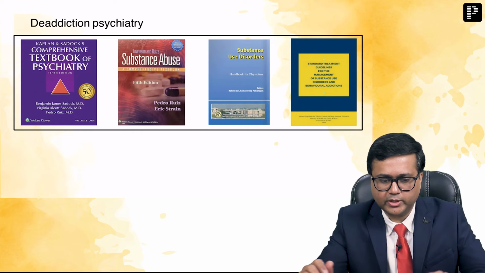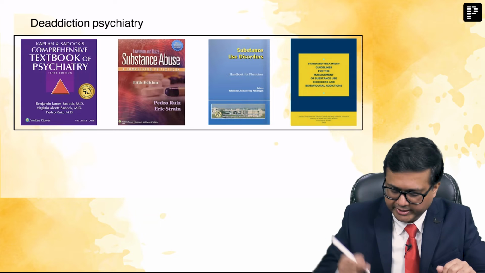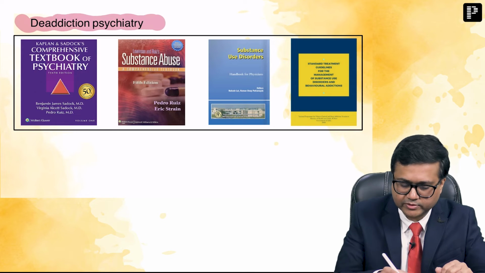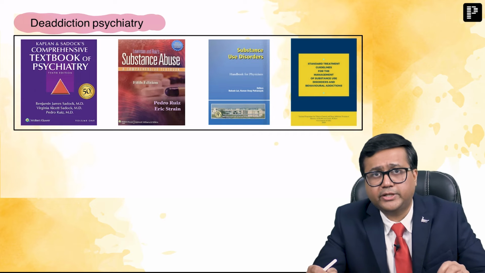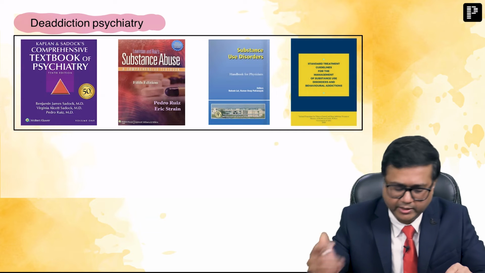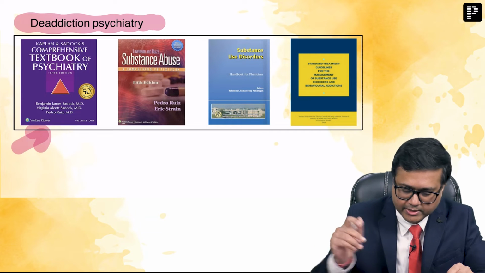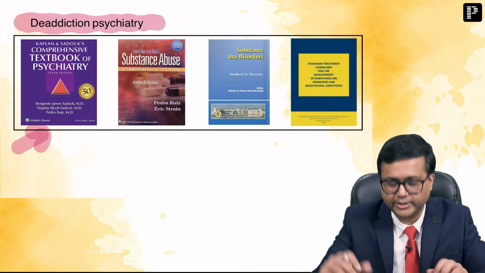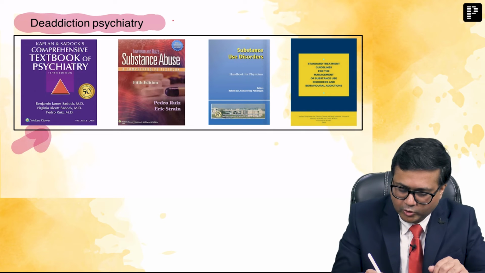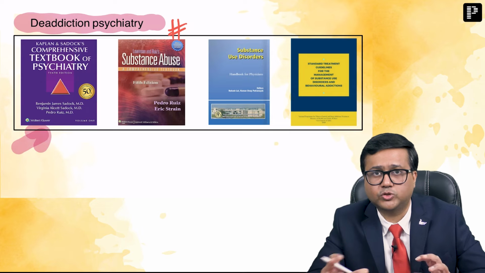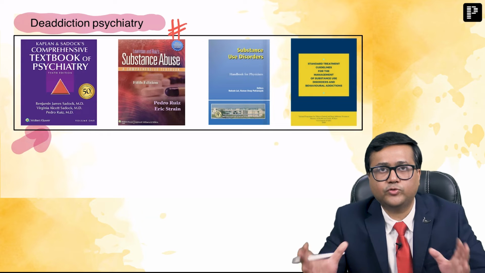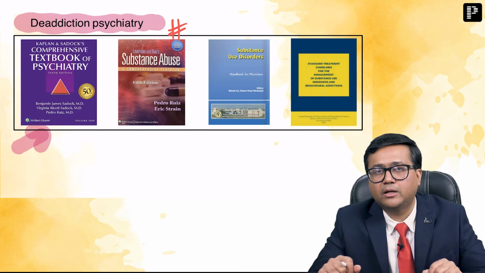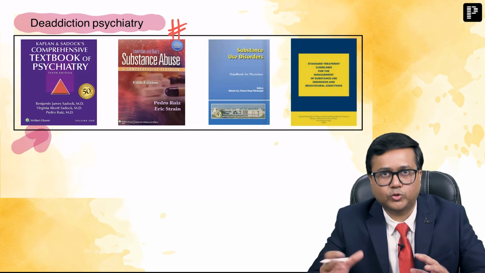Now let's talk about de-addiction psychiatry. Again, de-addiction psychiatry is a very important component of your residency. You'll see cases of various substance use disorders. So again, Kaplan and Sadock CTP is a good book which you can read. And another important book which you can read for de-addiction psychiatry is Lowinson and Ruiz's Substance Abuse. Again, a very good book, and beautifully they have described so much important information, be it etiology or management.